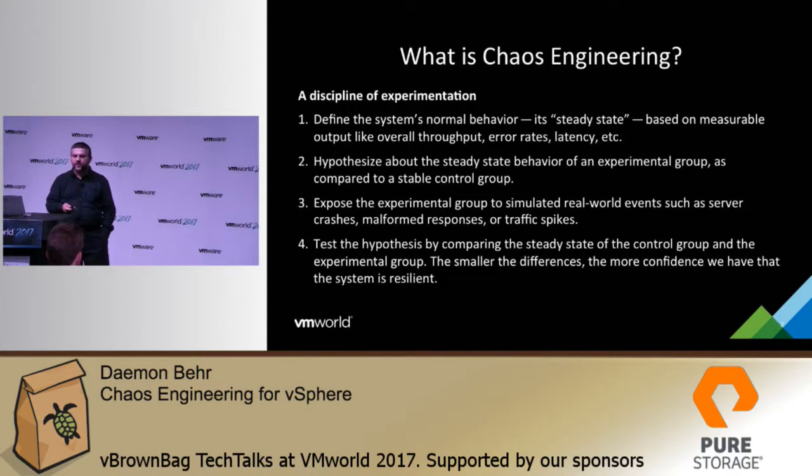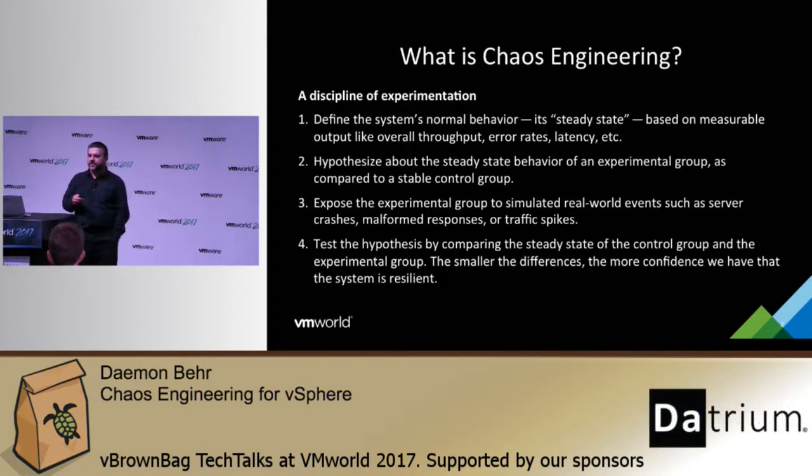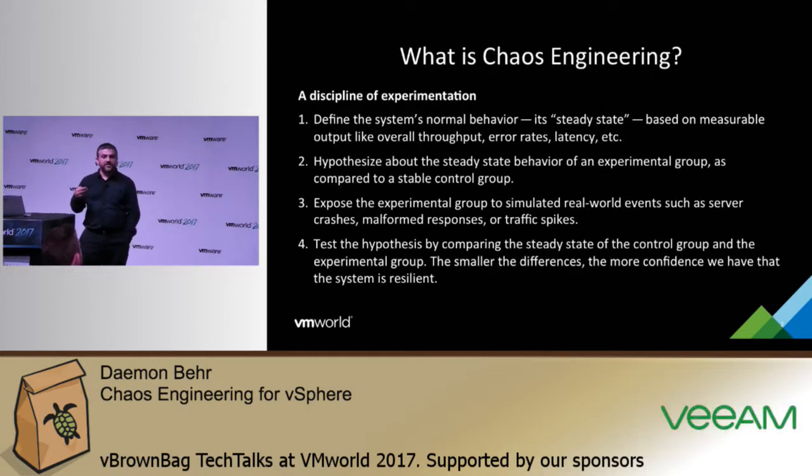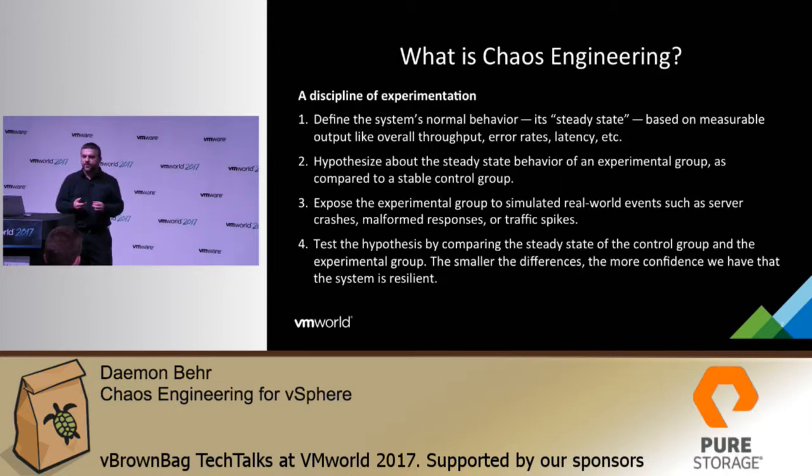There are 4 principles in chaos engineering. The first one is to define what normal behavior is, or what's a steady state. That's based on things such as resource utilization, throughput, general load, that sort of thing. The second thing is you would hypothesize about the state behavior when an experimental group is compared to a stable group. So if you have an idea of how your environment is going to react under normal conditions, then you can take a subset of that, create an experimental group and then apply different scenarios to that.